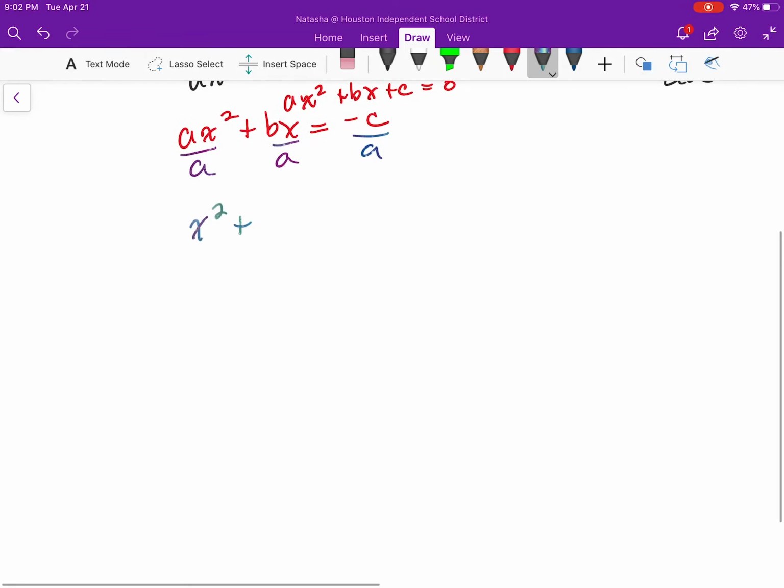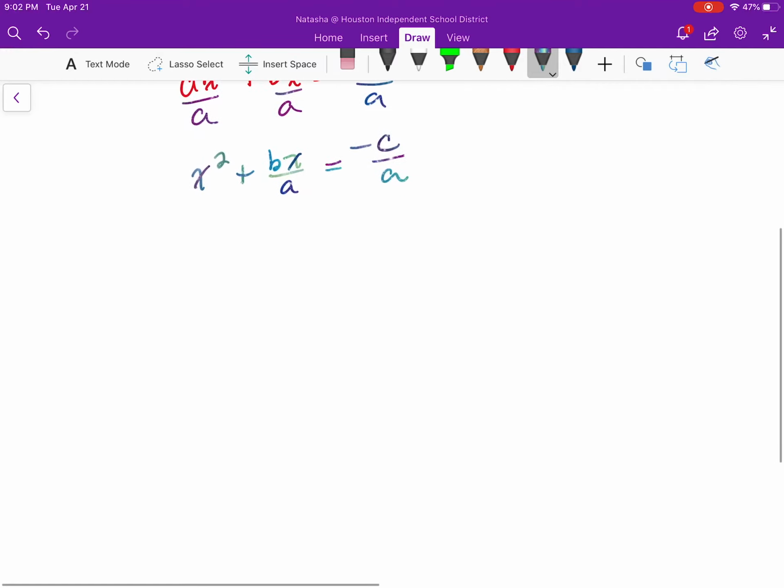Now I'm going to divide by my a term, and I need to divide the whole equation, both sides of my equation, by that a term. So then this becomes x squared plus bx over a, and that's equal to negative c over a. All right, so now we're going to complete the square. We have it in a form that we can complete the square.